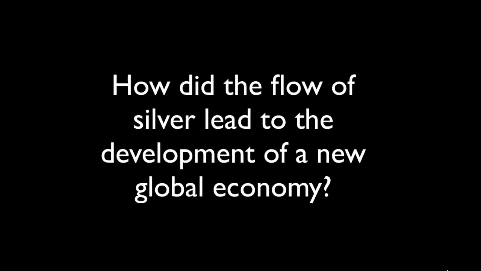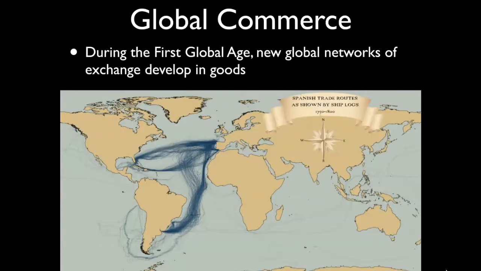First, how did the flow of silver lead to the development of a new global economy? During this first global age, this major transformation occurs in the period 1450 to 1750, where we're starting to see the development of long distance oceanic trade. This image shows some of the log books that were kept. This is the Spanish routes, so we can see some of the places in the Americas, including the Caribbean, Florida, South America, that the Spanish were traveling to.